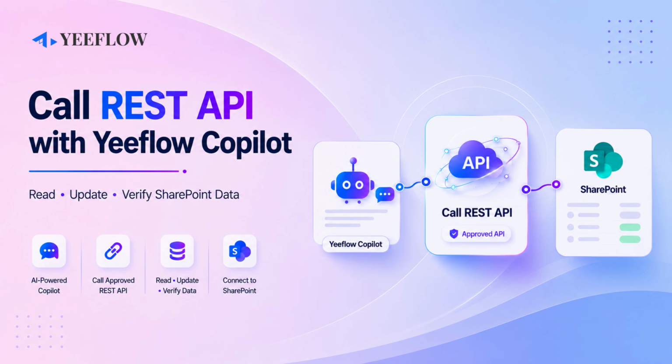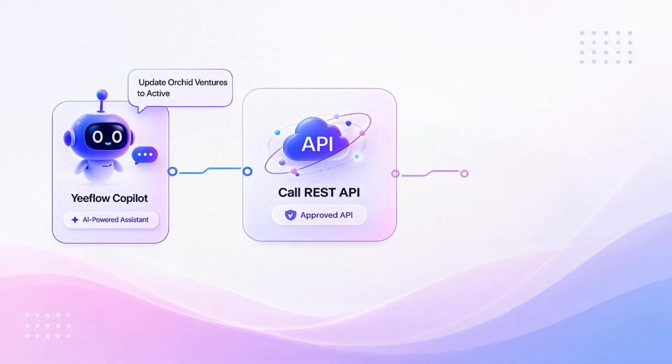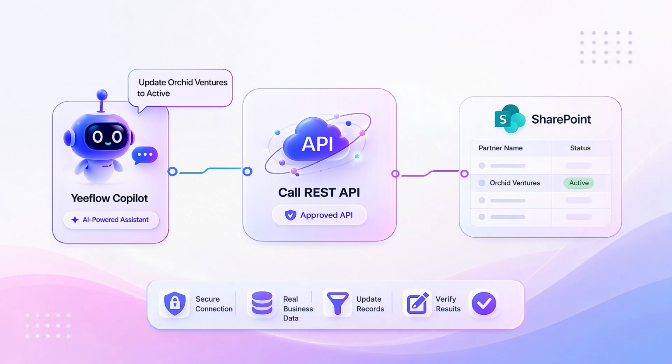What if your Copilot could do more than answer questions and actually work with approved business APIs? In this tutorial, we'll show how Yeeflow Copilot uses the Call REST API tool to connect with SharePoint, read partner records, filter business data, update a record, and verify the result.